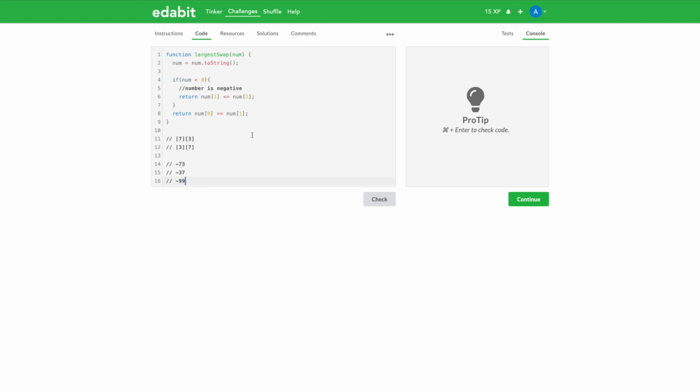And so this one shouldn't have changed our solution because, first of all, they didn't even care about negative numbers, but we're just going to make sure that it still works, and it does.